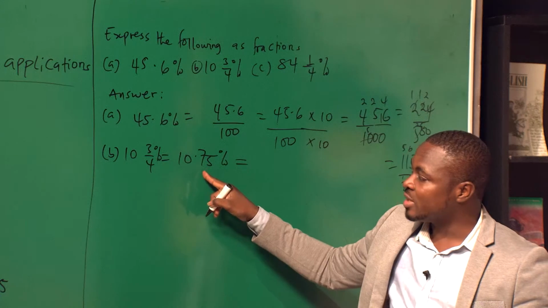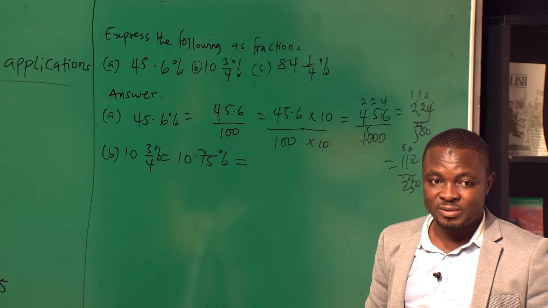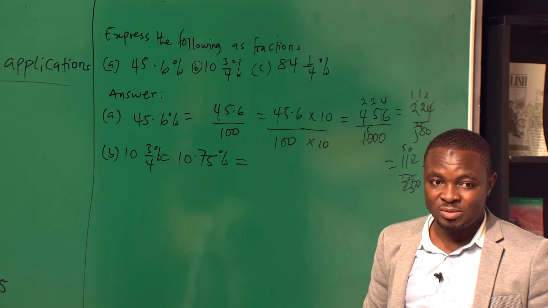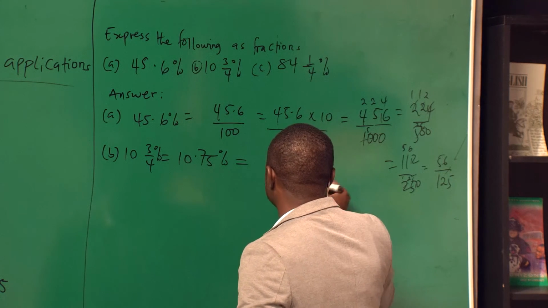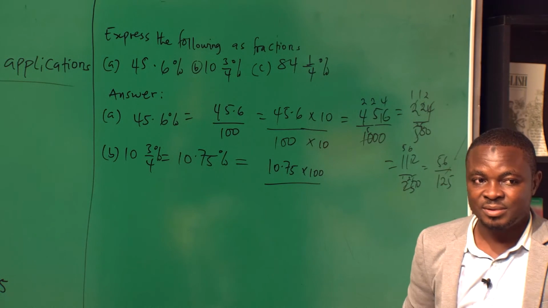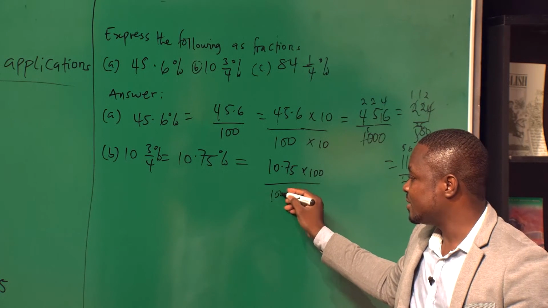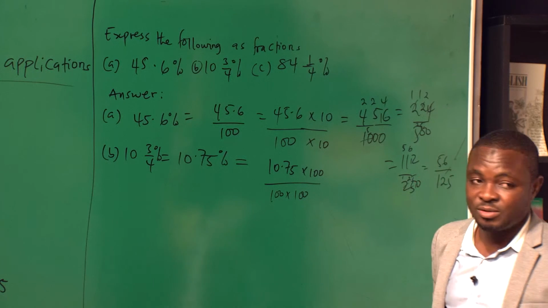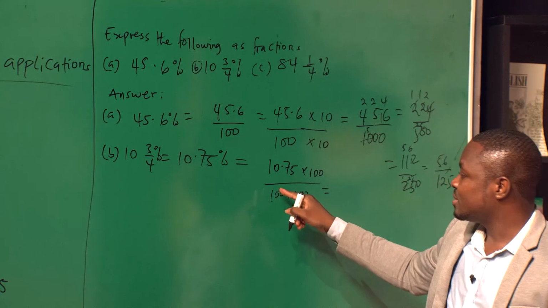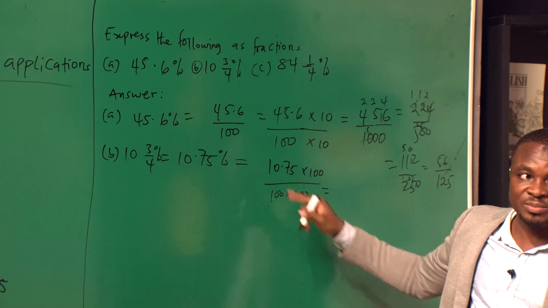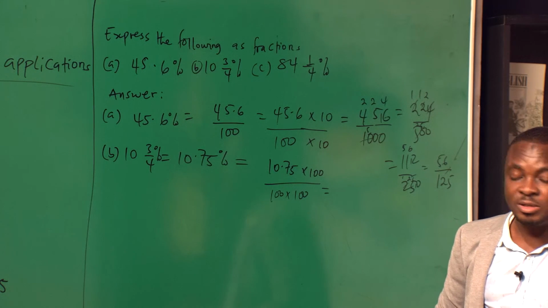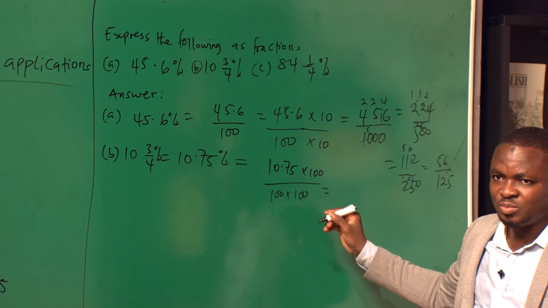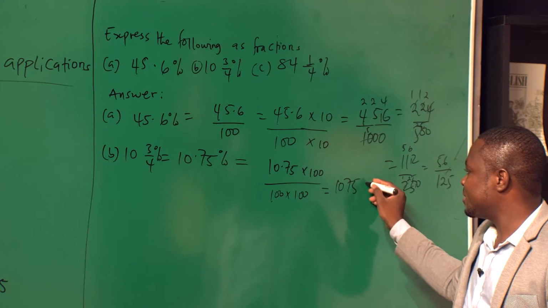So, in this case, looking at how many decimal places do we have, Samira? 2. So, what do we multiply by, 10 or 100? 100. Okay. So this gives us 10.75 times 100 over 100. Are you okay? So if you multiply by 100, Mandia, what happens to the decimal point? It won't be there anymore. So you end up with 1075.